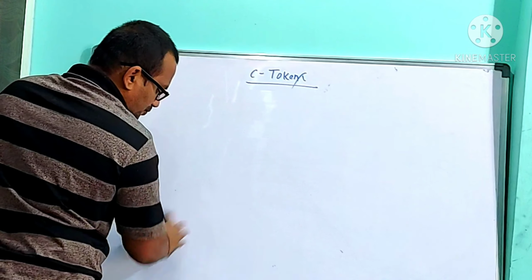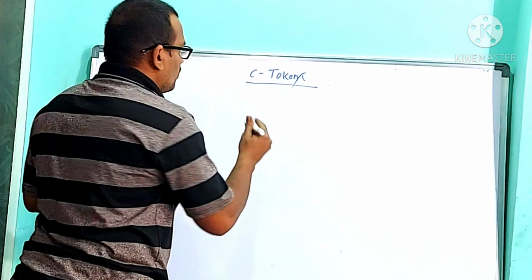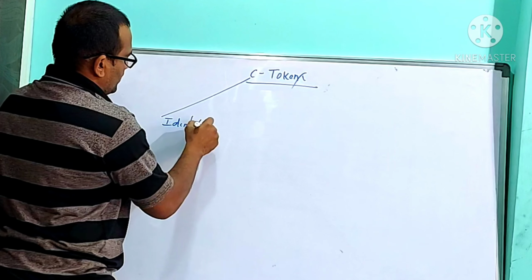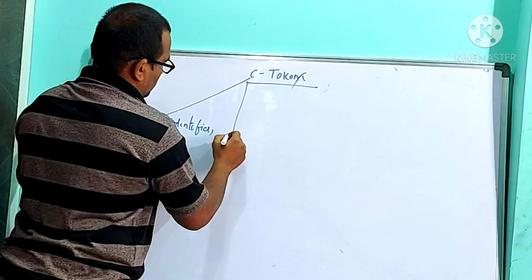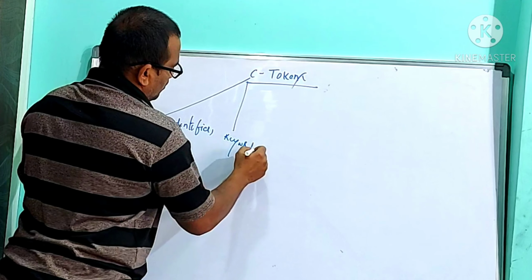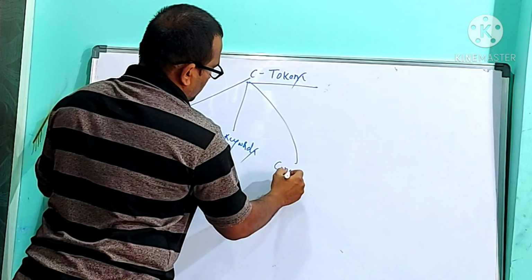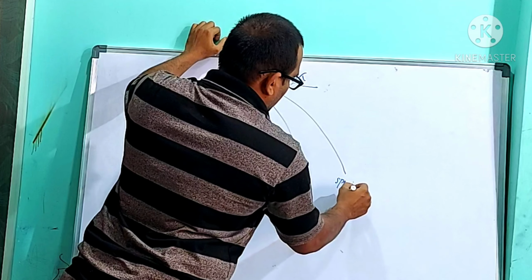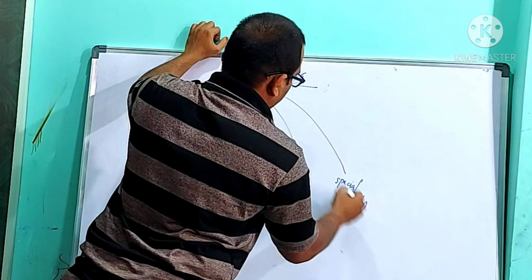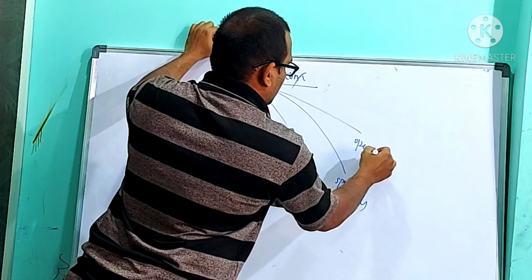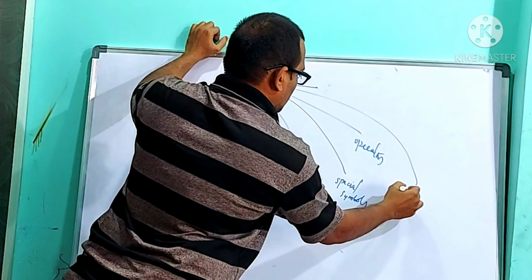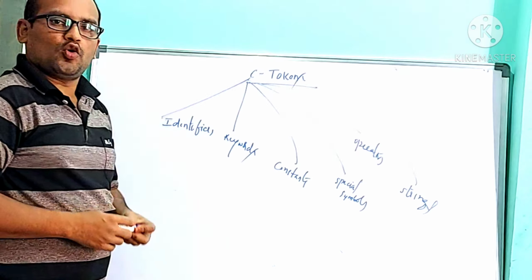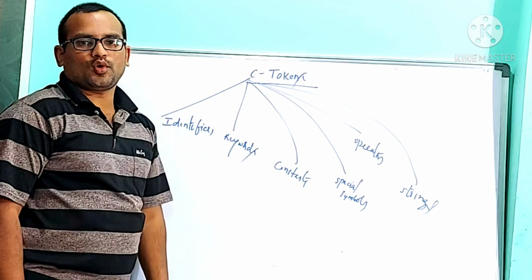Tokens in the C programming language are classified into 6 types: identifiers, keywords, constants, special symbols, operators, and strings. All these six come under tokens of the C programming language.